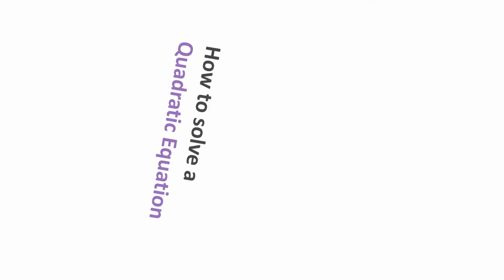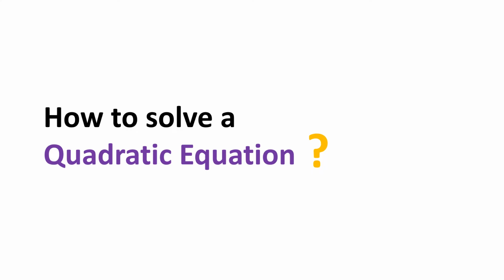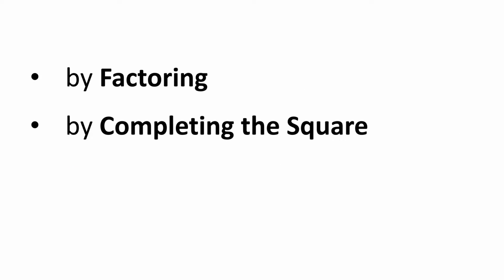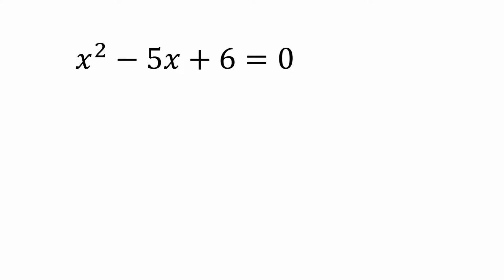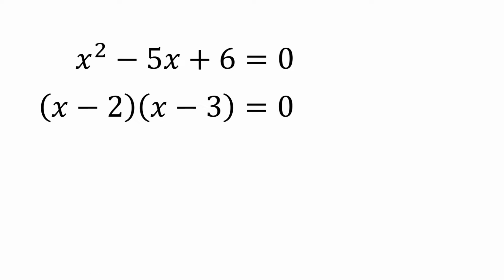Now, how do we solve a quadratic equation? There are 3 methods: solving by factoring, by completing the square, or by quadratic formula. In this video, we will focus on solving by factoring. Let's say we have x squared minus 5x plus 6 equals 0. Now notice that we can factor this trinomial and write this as x minus 2 times x minus 3 equals 0. Now, if you do not know how to factor trinomials, you can watch this video.